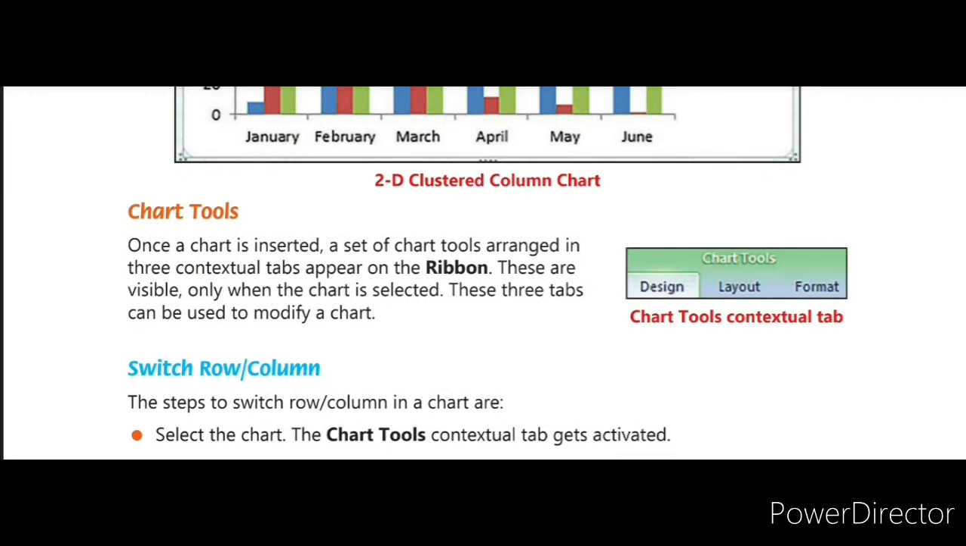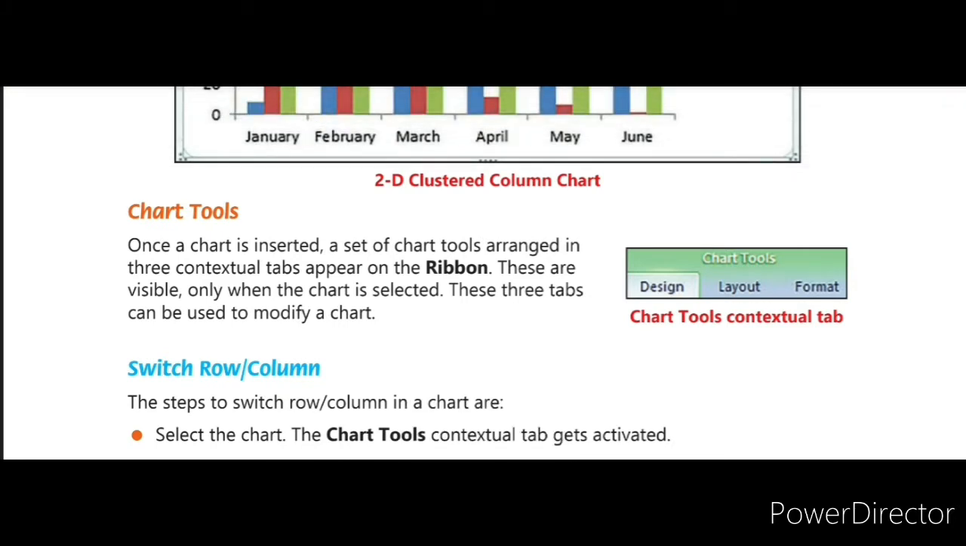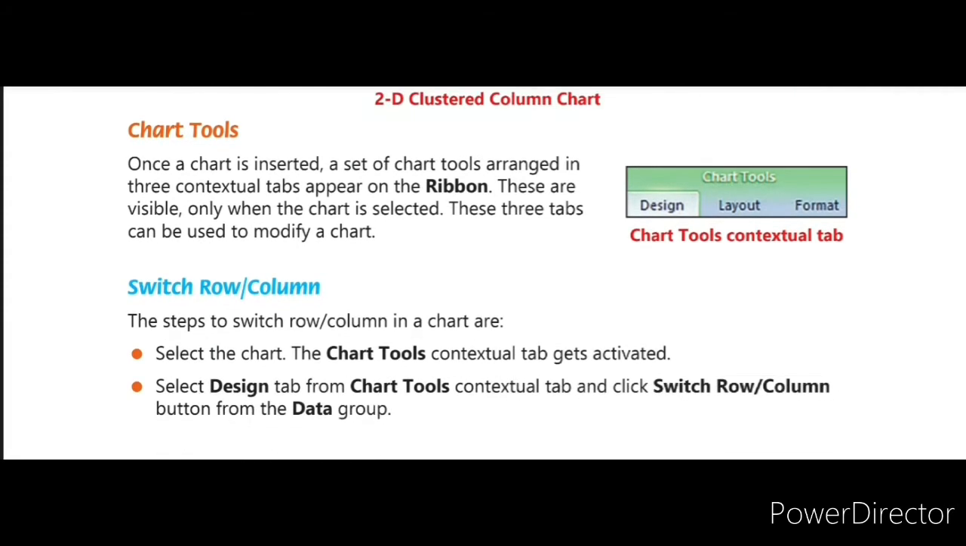Next we have seen what chart tools are. Once a chart is inserted, a set of chart tools arranged in 3 contextual tabs is displayed on the ribbon. What is the ribbon? The ribbon is the window which appears on the top of the taskbar. These tabs are visible only when the chart is selected, and these 3 tabs can be used to modify a chart.